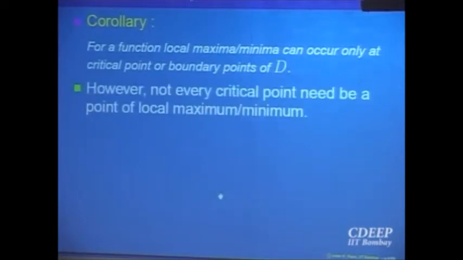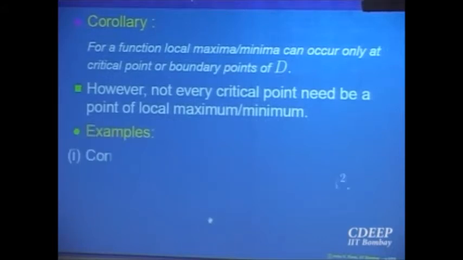But like in one variable, again I am cautioning you that not every critical point will be a point of local maximum or local minimum. We have just now seen examples of that. Okay. So let us look at some more examples.